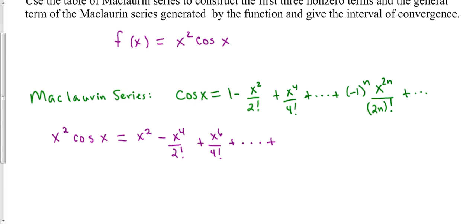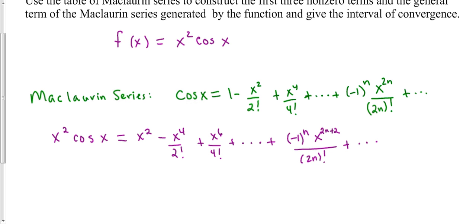And multiplying by x squared doesn't really change my negative 1 to the n. It is, however, going to change my x to the 2n. And that's because every time I'm going to add an extra x squared. So my new exponent is going to be 2n plus 2. And again, this doesn't really change what's in my denominator, so that's still going to be 2n factorial. And I can still extend this out to infinity.